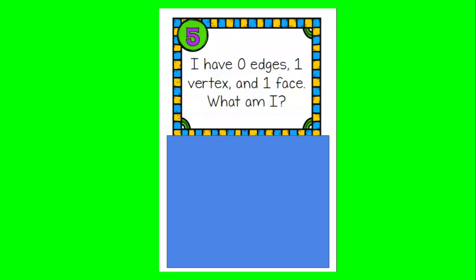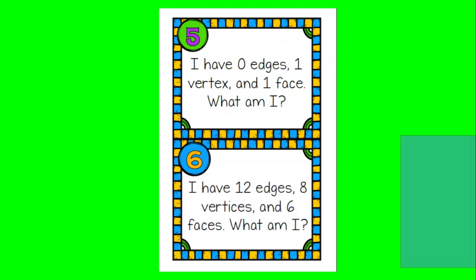So I have 0 edges. I know it's going to be a rounded shape. I have 1 vertex, so 1 single point, and 1 face. What rounded shape has 1 vertex, 1 point? We know it's a rounded shape because it has no edges. We already did sphere. We already did cylinder. So our only rounded shape that's left is the cone. Good job.